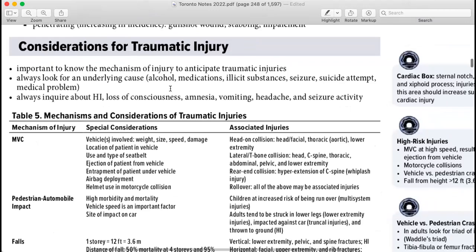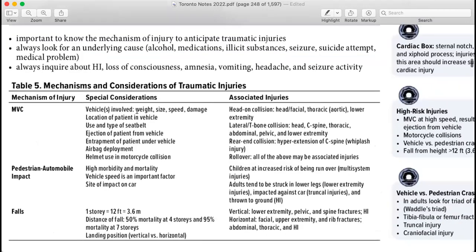Now, mechanism and consideration is important. Why the mechanism, like motor vehicle collision, in which associated injuries could happen? If there is a head-on collision, what are the parts that could be affected? In the lateral T-bone collision, why? Because if you know the head is involved, you are going to order the CT scan. If you don't know the head is involved, how will you order a CT scan?